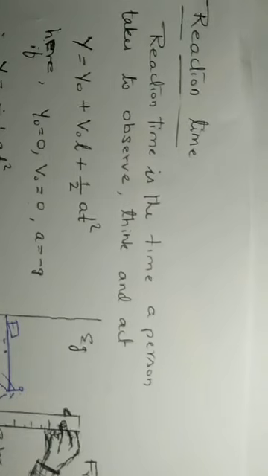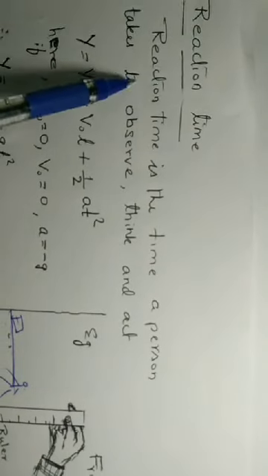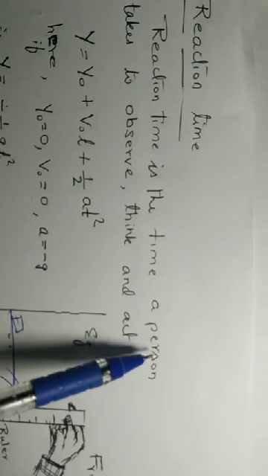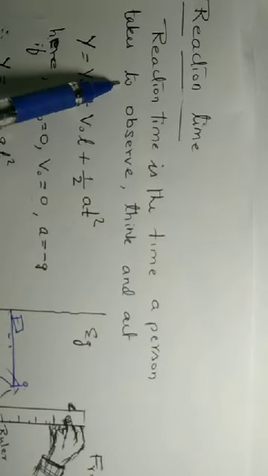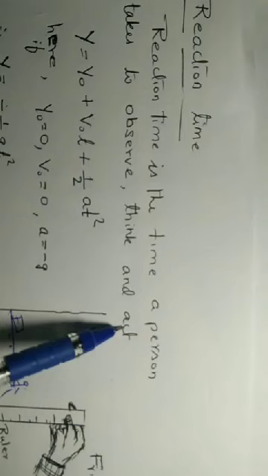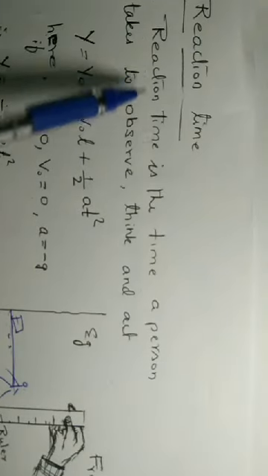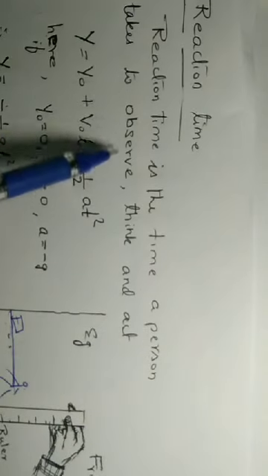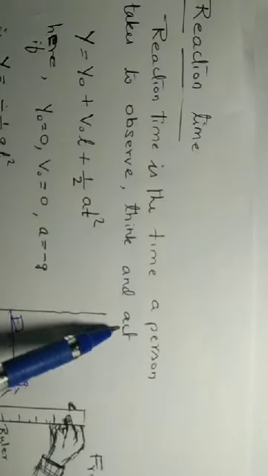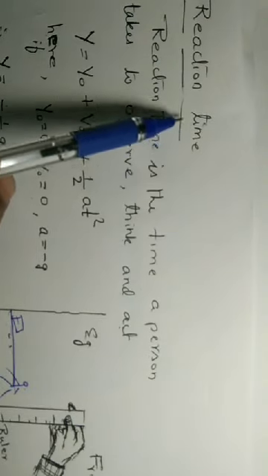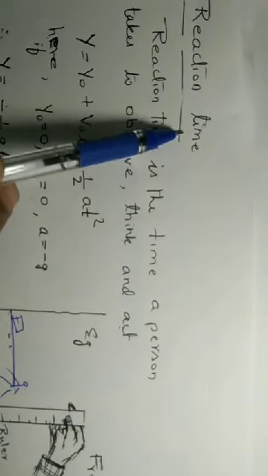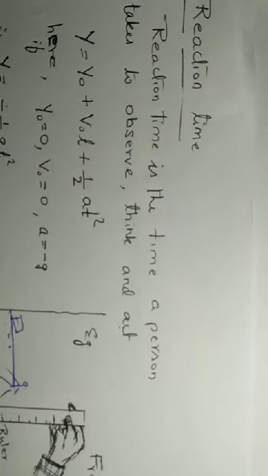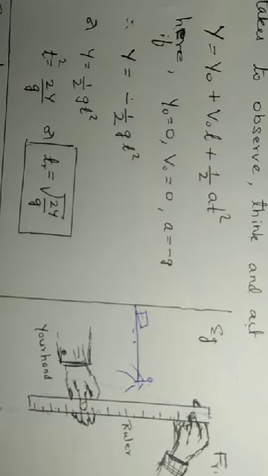Okay, let us see the definition. What is reaction time? Reaction time is the time a person takes to observe, think and act. That is the reaction time. We are considering the time t. So in this example, you are dropping this ruler along the y-axis, vertically downward.